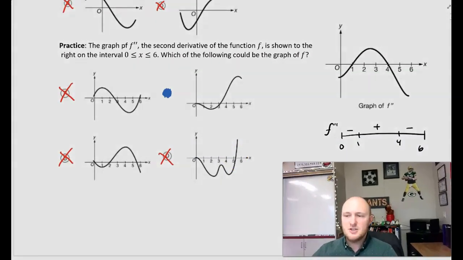All right, that's going to do it for this video. In this video, we connected graphs of f, f prime, and f double prime to determine features and justify certain information. I'll catch you in the next video.